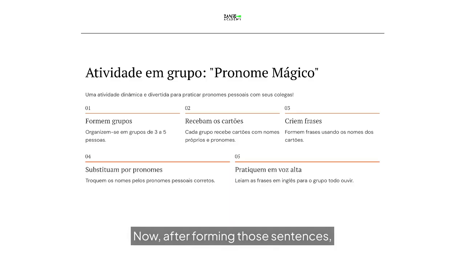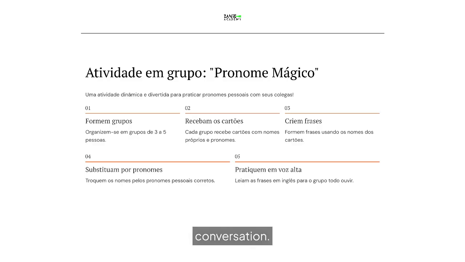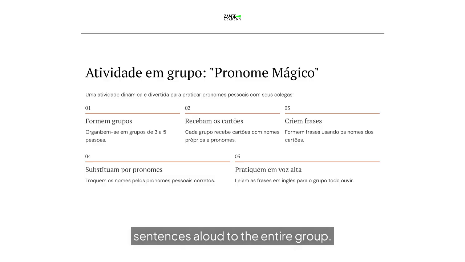Now, after forming those sentences, it's time to switch things up. You'll replace the names with the correct personal pronouns. So for Emily loves to read, you would change it to she loves to read. This step is crucial because it helps you see how easily we can switch between names and pronouns in conversation. Finally, practice saying your sentences aloud to the entire group. This not only boosts your confidence, but also enhances your pronunciation and fluency.